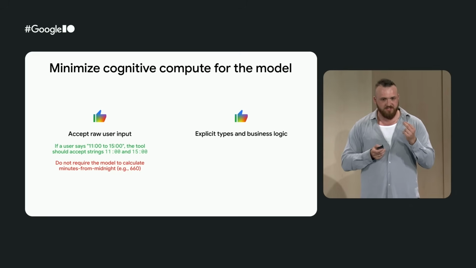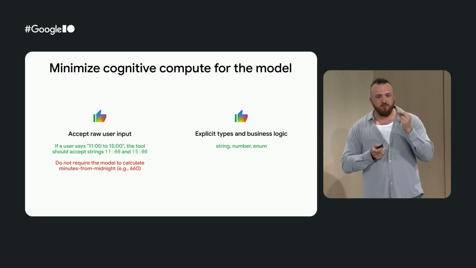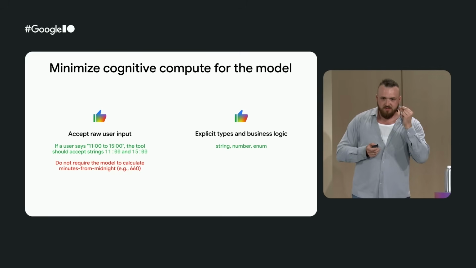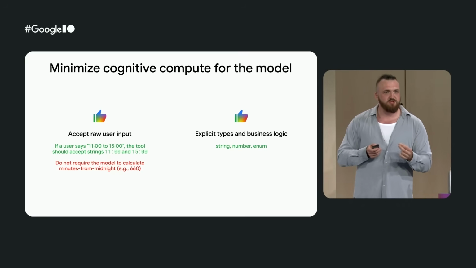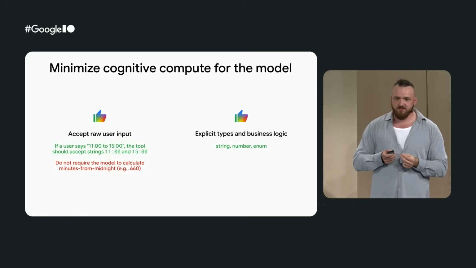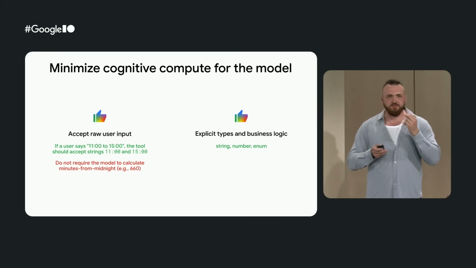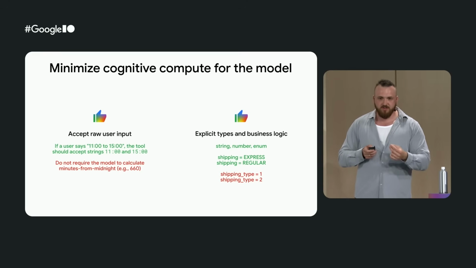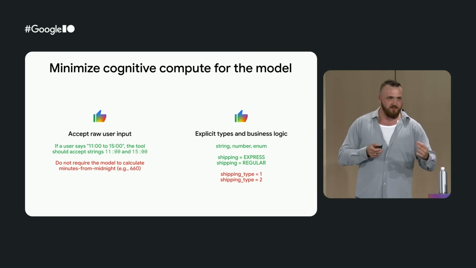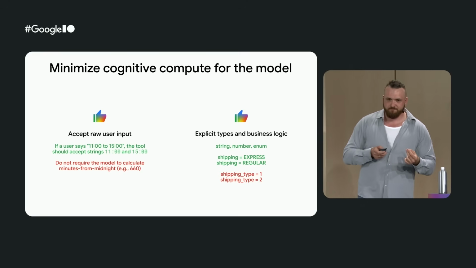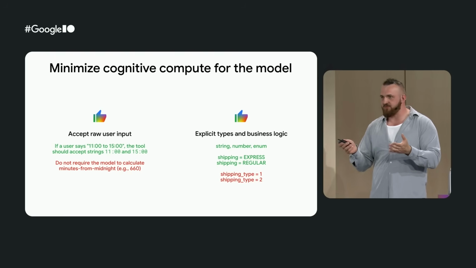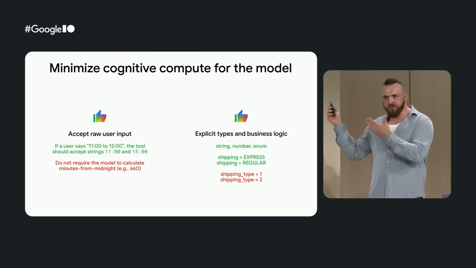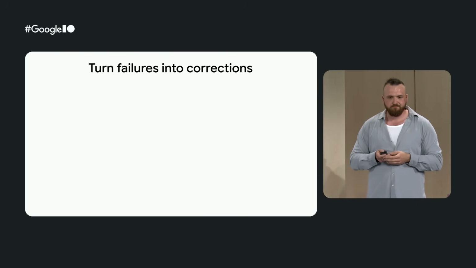Explicit types and business logic. Ensure that all parameters have specific types. Strings should be strings, enums should be enums, numbers should be numbers, right? If the user is ordering a product from your website, use shipping express, regular, instead of shipping type 1, shipping type 2, right? It becomes easier for the agent to make a proper decision on what to put into the parameter.